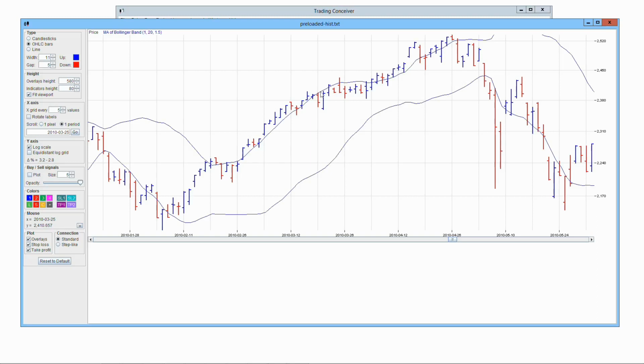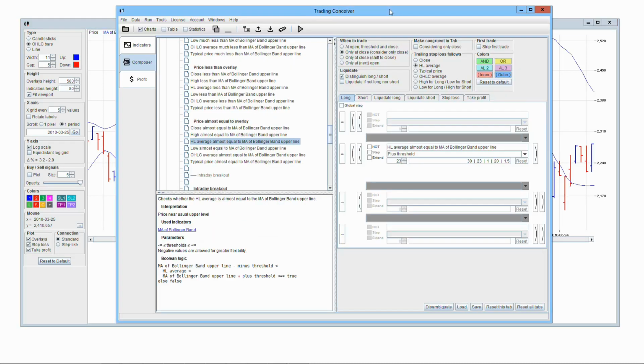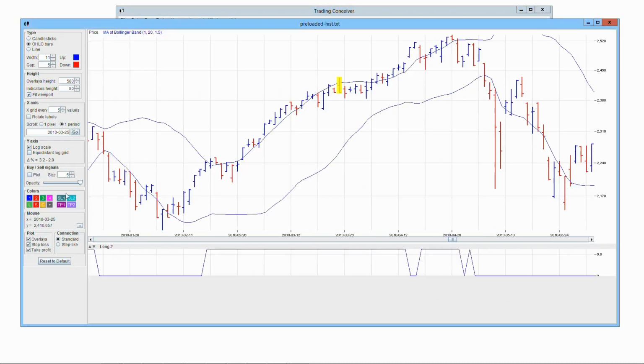In an uptrend market, the price could walk, as it is said, the upper line of a band. That would be an indication of strength. However, if the price is too much higher than the band, that could be a sign of overbought market and foreshadow a decline. By applying an algorithm like HL average almost equal to MA of a Bollinger Band upper line, with appropriate thresholds, you can spot where the price is close to the upper line. Not too higher, not too lower.